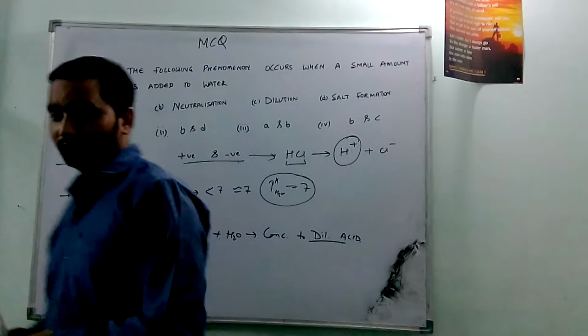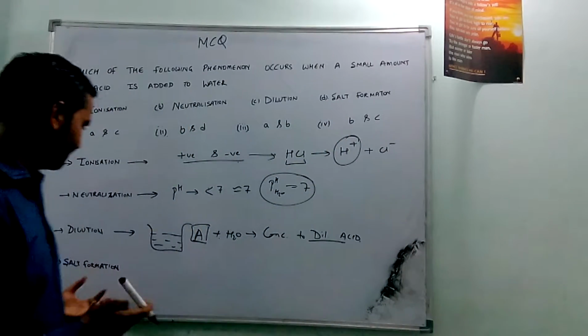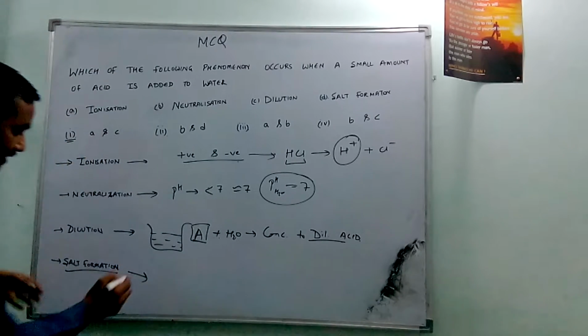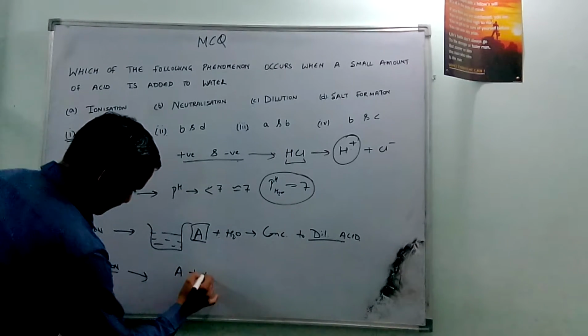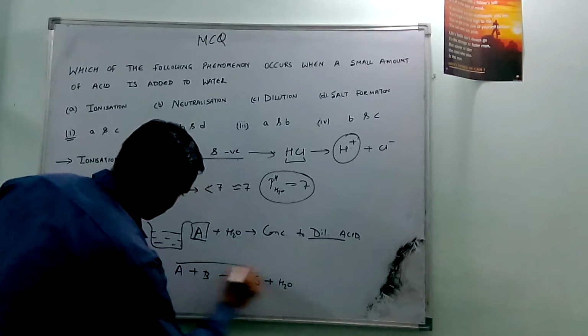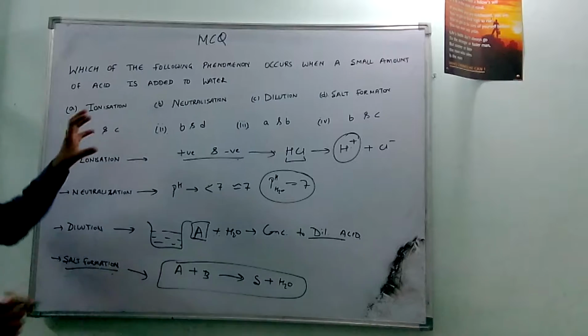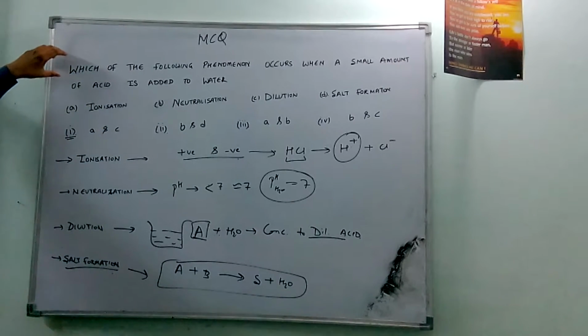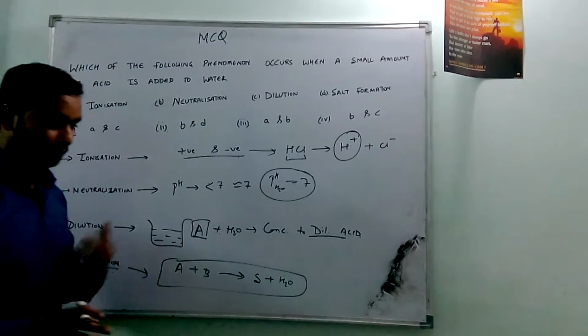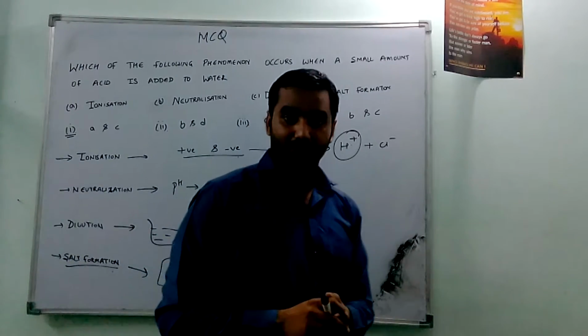The fourth one is salt formation. We already studied salt formation. When will salt form from acid and base? When acid and base react, they form salt and water. So these are the four processes, and we have to select which of them occur when a small amount of acid is added to water.